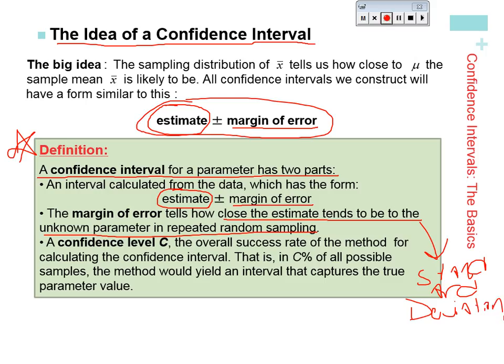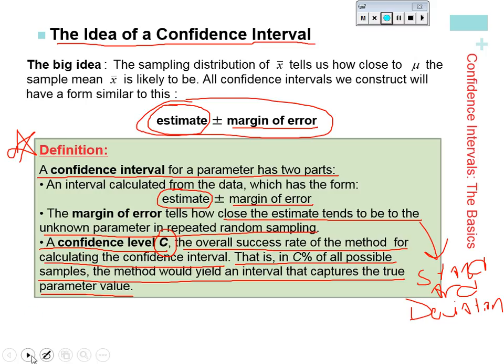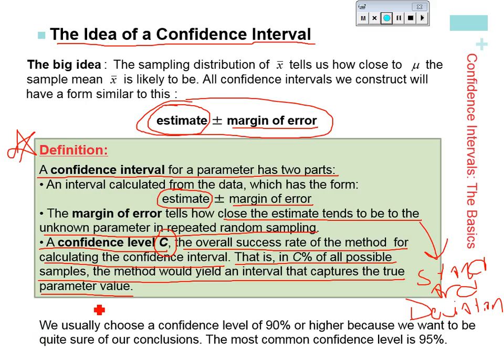The confidence level, which we're going to use the variable C for, is the overall success rate of the method for calculating the confidence interval. That is, in C% of all possible samples, the method would yield an interval that captures the true parameter value. The most common type of confidence interval that we compute is usually a 95% confidence interval.